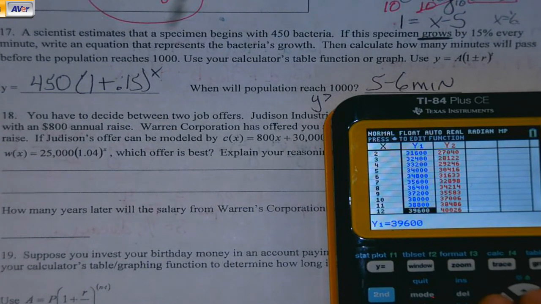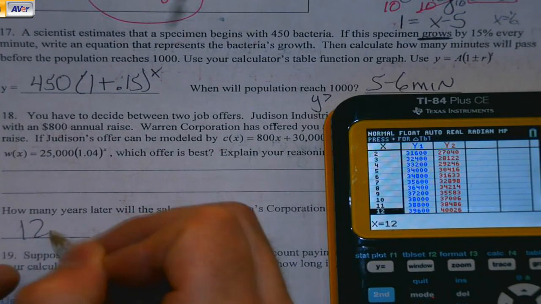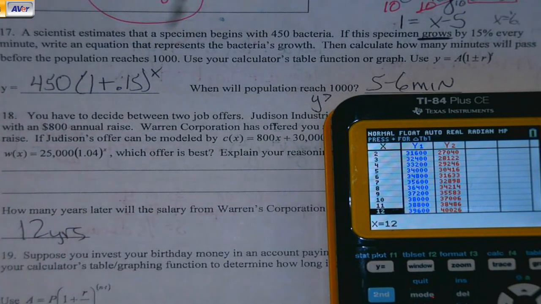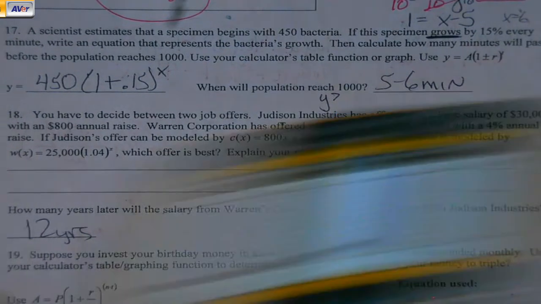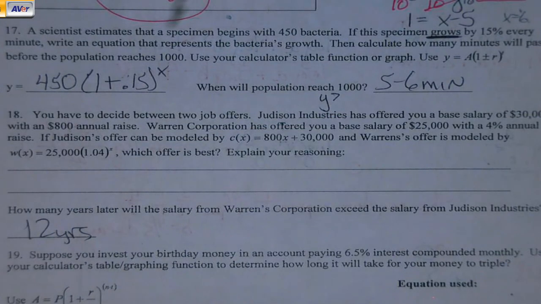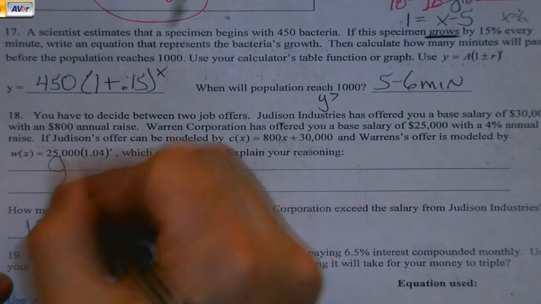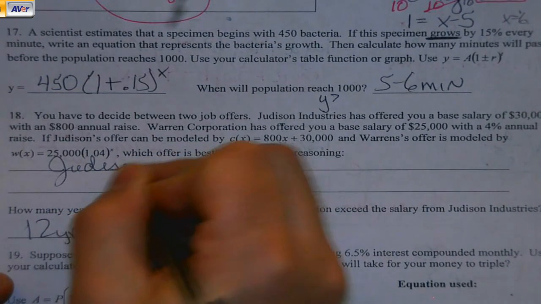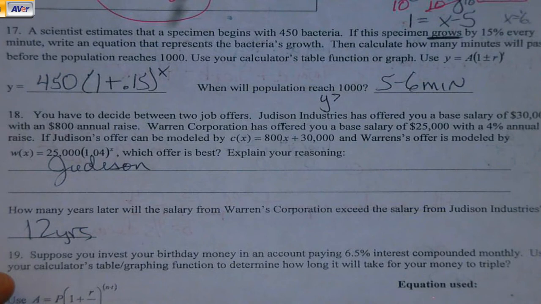Maybe. There we go. So it looks like it's going to take 12 years for Warren Corporation's salary to be more. So, when you get asked the question, which offer is best, I would assume at this point that most of you are going to say Judison is, which is sensible.